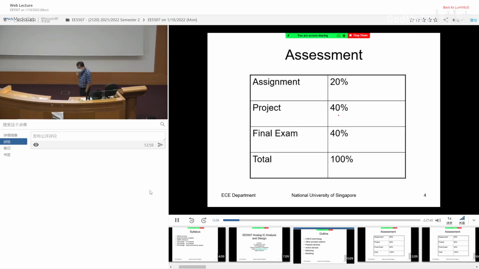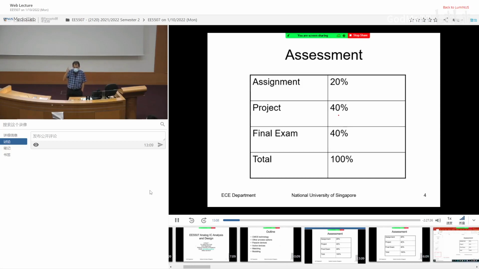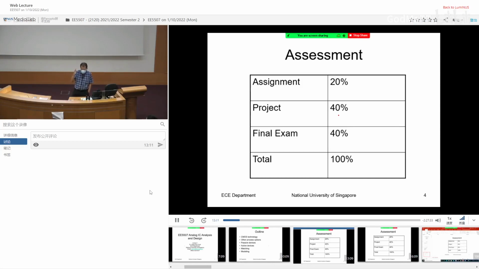So this is the weightage. For my part, I will give out 3 homework assignments. The homework assignments require EDA, Cadence. I'm going to conduct a Cadence workshop during the weekend. So the first submission will happen on 31st January, Chinese New Year Eve. That is the first submission. No lecture, but you still need to submit the homework.